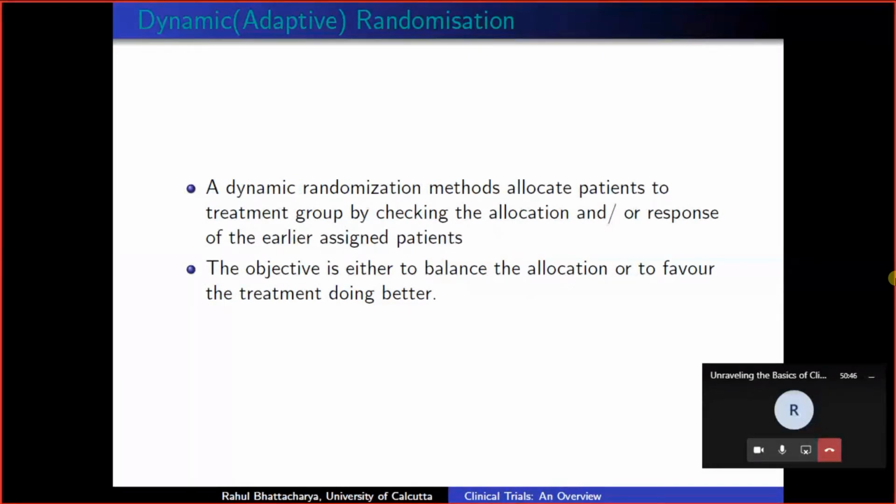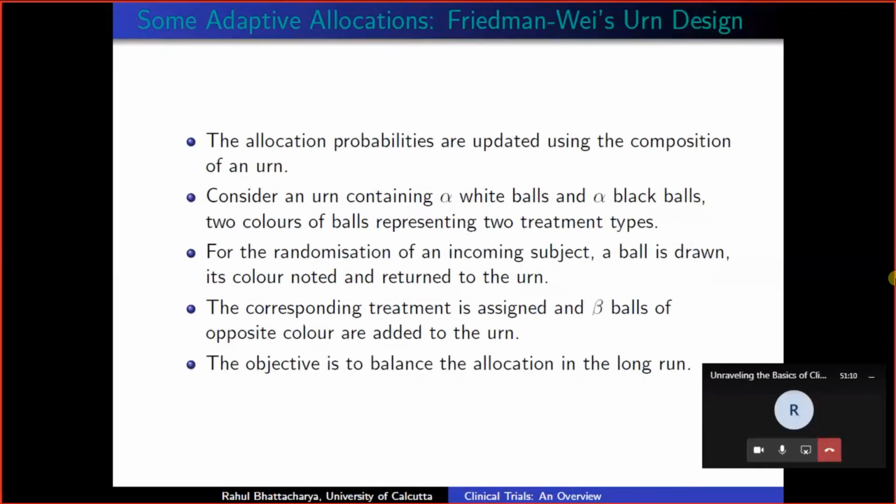If treatment A is doing better for the last 50 patients, then treatment A allocation probability would be higher for the 51st patient than for treatment B. So this is what is known as dynamic randomization, or updated randomization, or adaptive randomization. Here the objective is either to balance the allocation or to favor the treatment doing better. So we have some adaptive allocations. These are some examples.